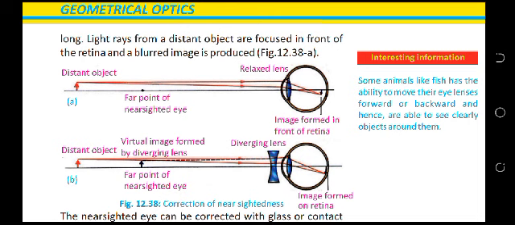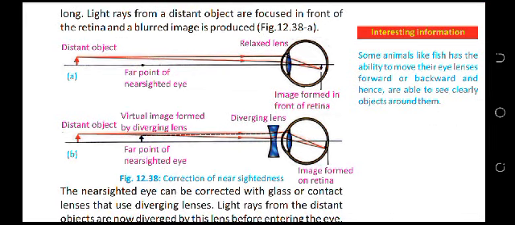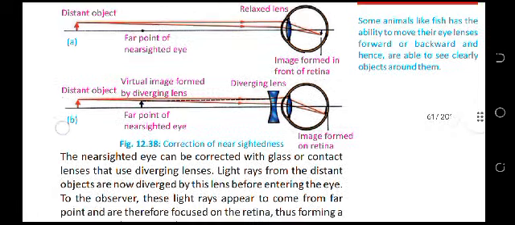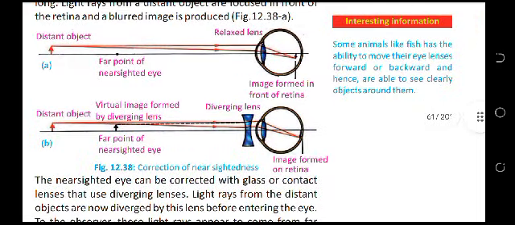Fig 12.38. A distant object, relaxed lens, far point of a nearsighted eye. Image formed in front of retina. Visual image of distant object formed by a diverging lens. Diverging lens, far point of nearsighted eye. Image formed on retina.